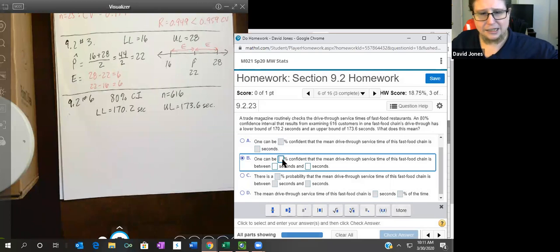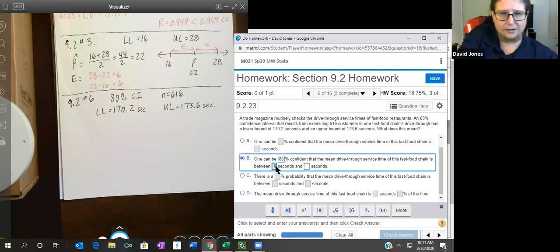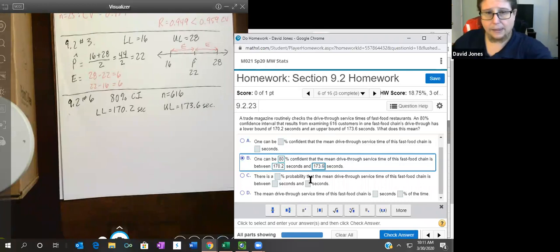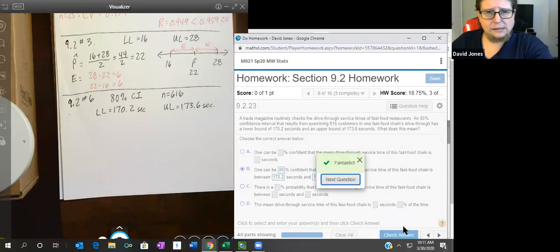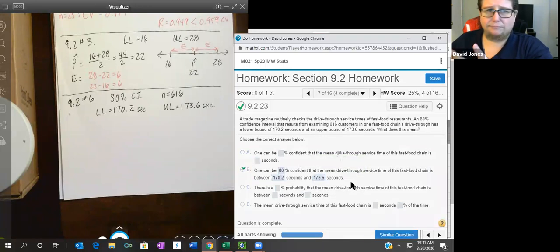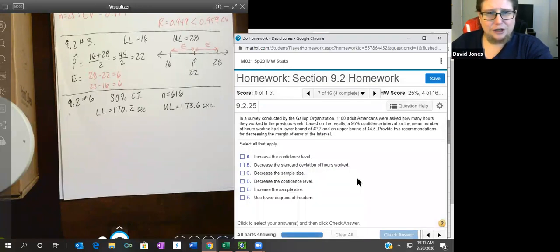They actually ask us for the percentage, not the decimal. So we're going to leave it as 80%. And we're just going to type in the limits that they give us: 170.2 and 173.6. That's it. That's just asking you if you understand how it works.